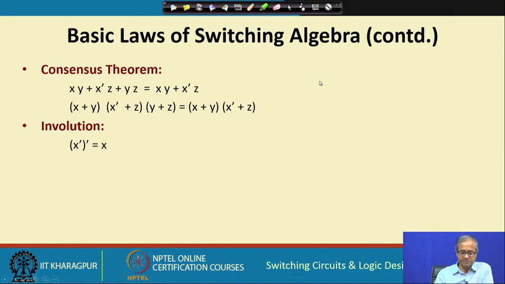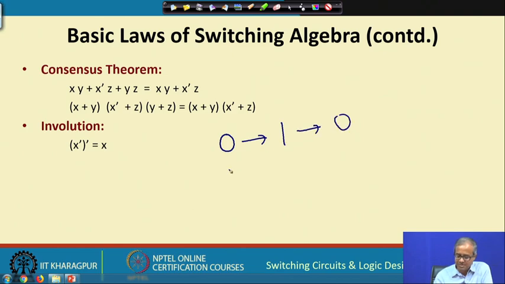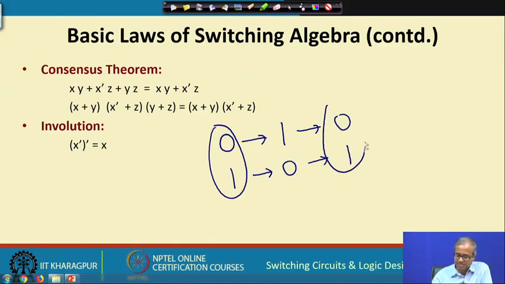And involution is fairly simple: not of not is the same as the variable. Because when you do a not of 0, it becomes 1, if you do not again, it again becomes 0. Similarly, not of 1 becomes 0, do a not again, it again becomes 1. So, these two are the same.